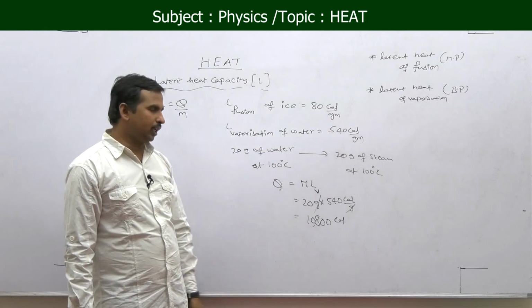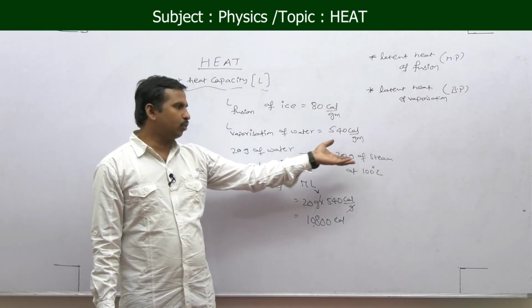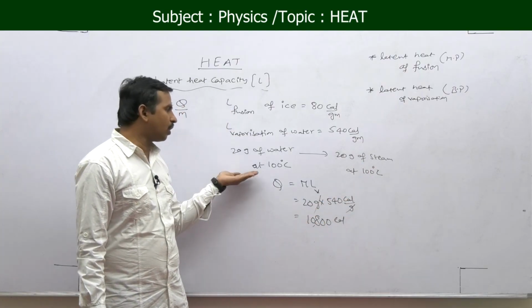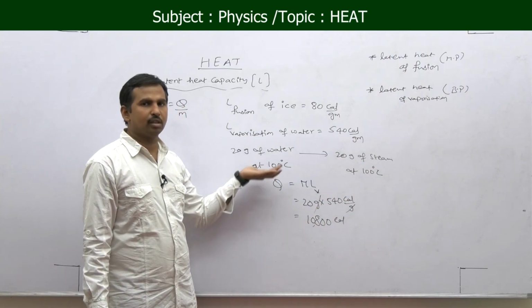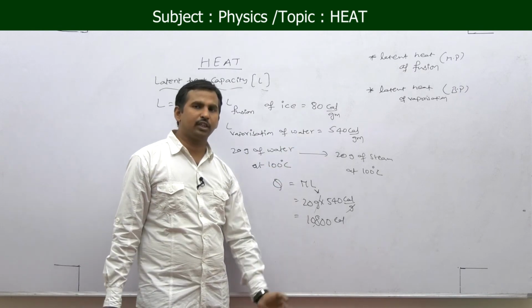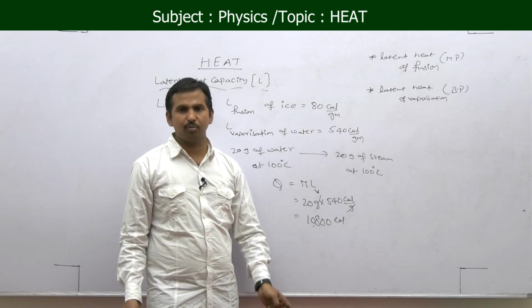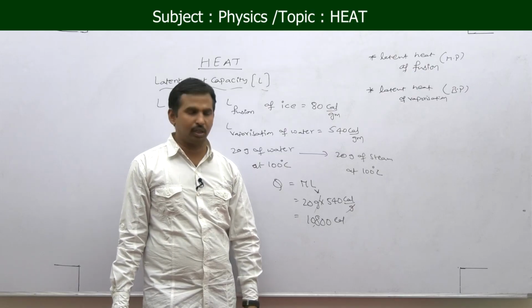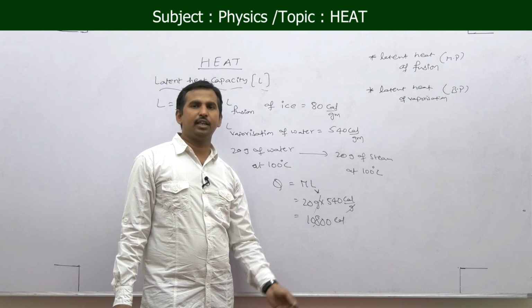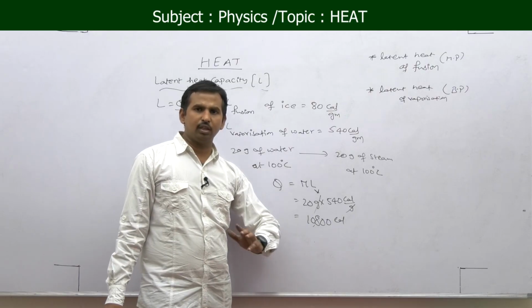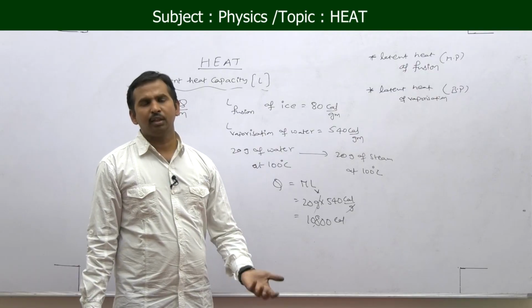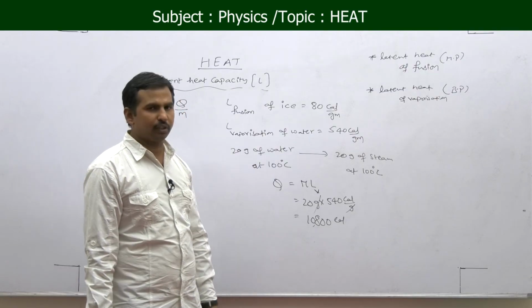And in the same way, if you take it in reverse, 20 grams of steam at 100 degrees Celsius becomes water at 100 degrees Celsius by giving out heat energy of 10,800 calories. So in both cases, boiling as well as condensation, we are taking the same latent heat. The only difference is that in one case the heat energy is given out, and in the other case the heat energy is taken in.